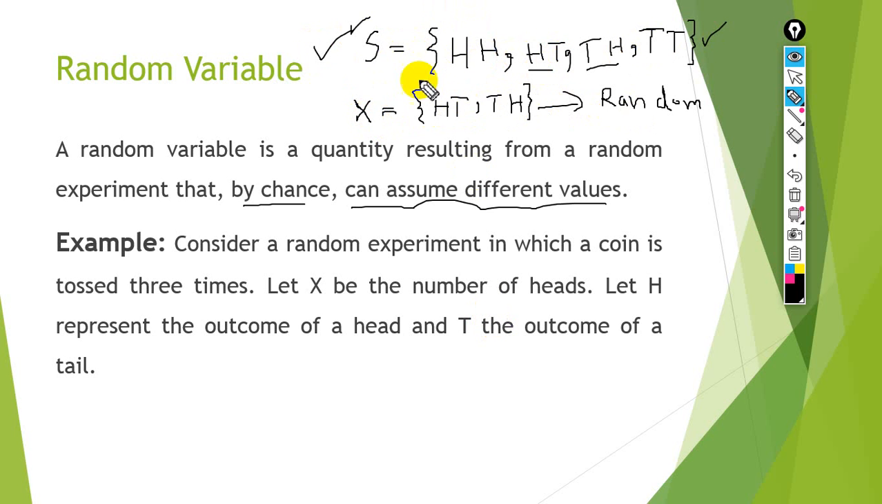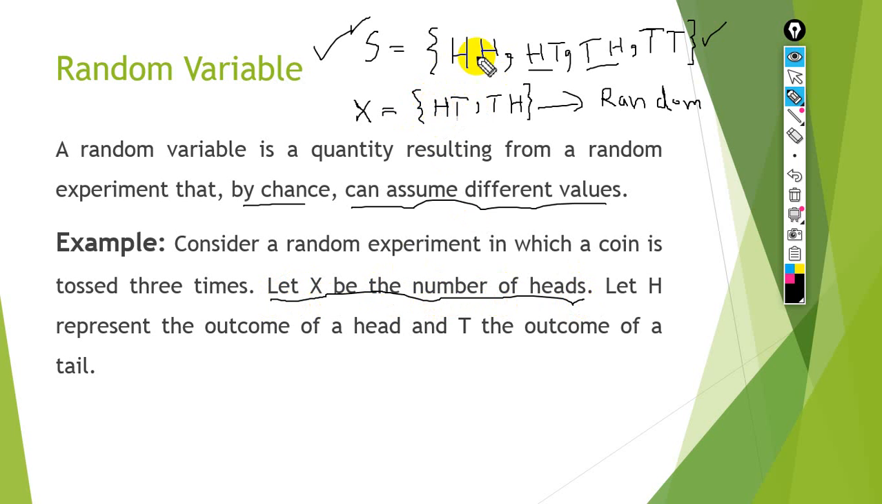So now if we want to take some subset, some sample points from this, then we will consider that this is a random variable. For example, consider a random experiment in which a coin is tossed 3 times. Let x be the number of heads. For example, here I have taken the number of heads equal to 1.